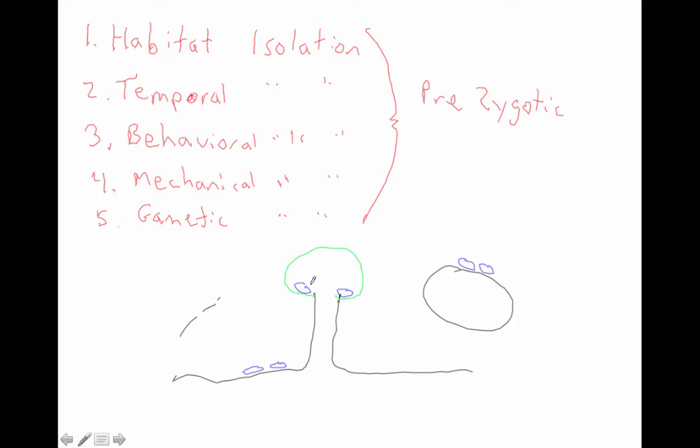However, they have different habitats that they live in. These lizards live in the tree. These live in the shrubbery. These live over here by a lake. They are reproductively isolated because they never interact with each other because they have different habitats. Over time, because of this reproductive isolation, they can now become different lizard species.